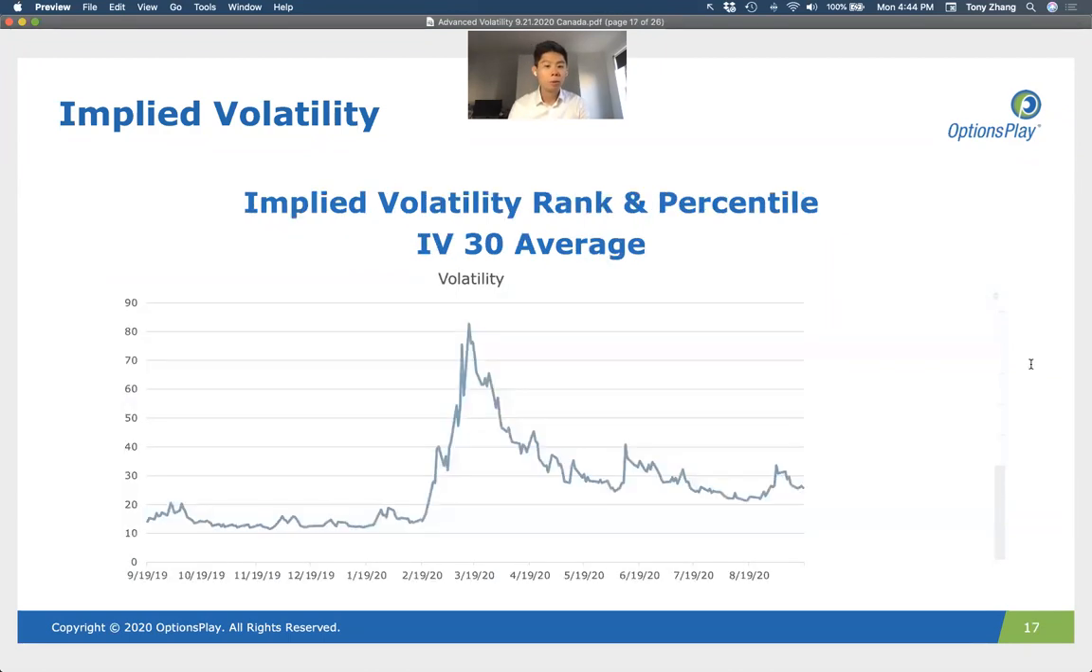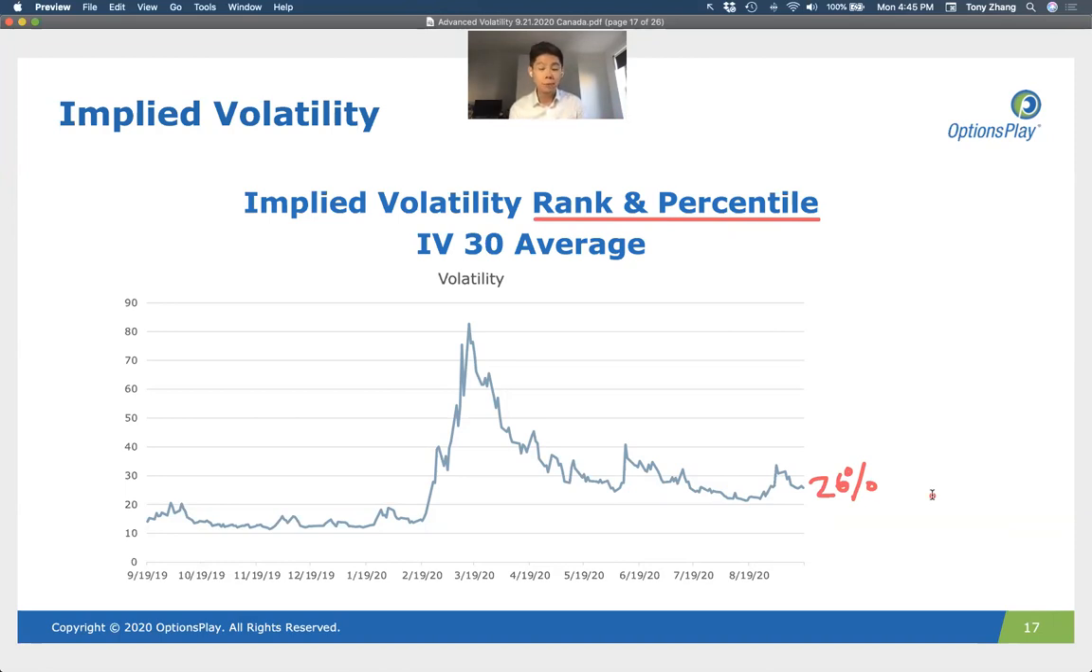And that's really why most places will turn to a metric called implied volatility rank or percentile. What the implied volatility rank or percentile does is it says that basically, if you were to track the IV30 average, you would have a line chart that looks like this. Now, let's just say the current reading is 26%. In order for you to know whether 26% is cheap or expensive, right? You would only know if you knew what the IV was over the past year, right?